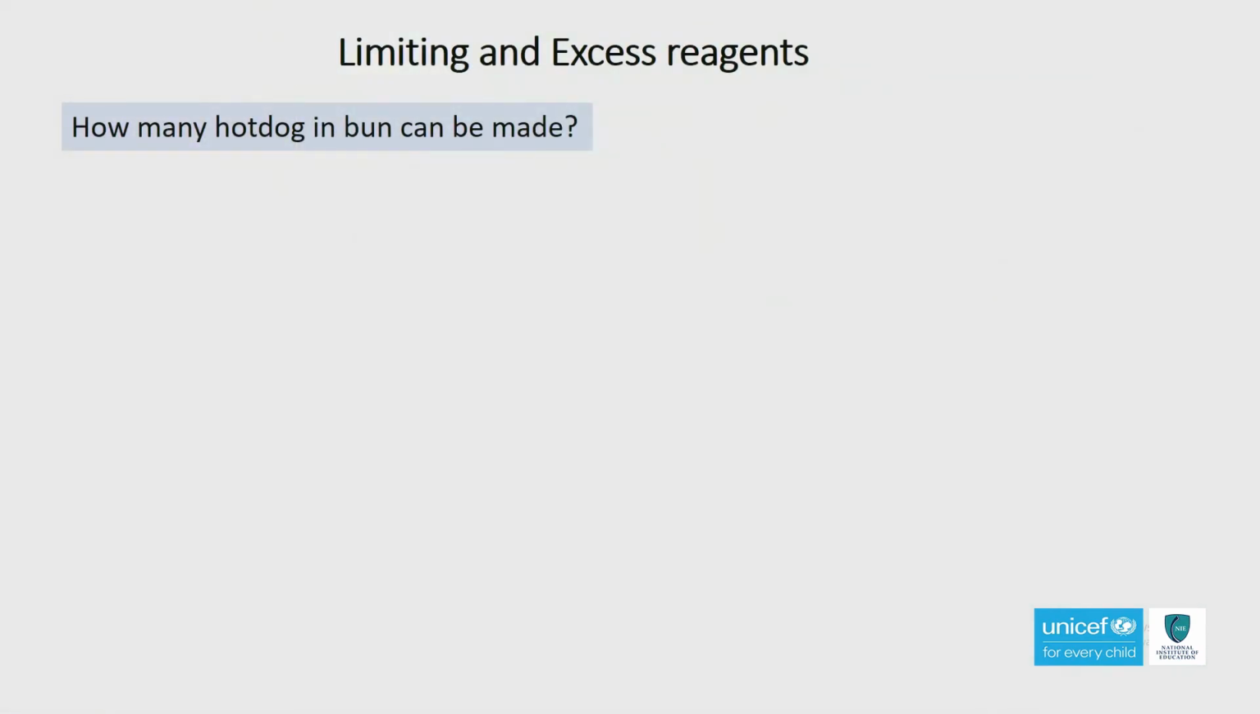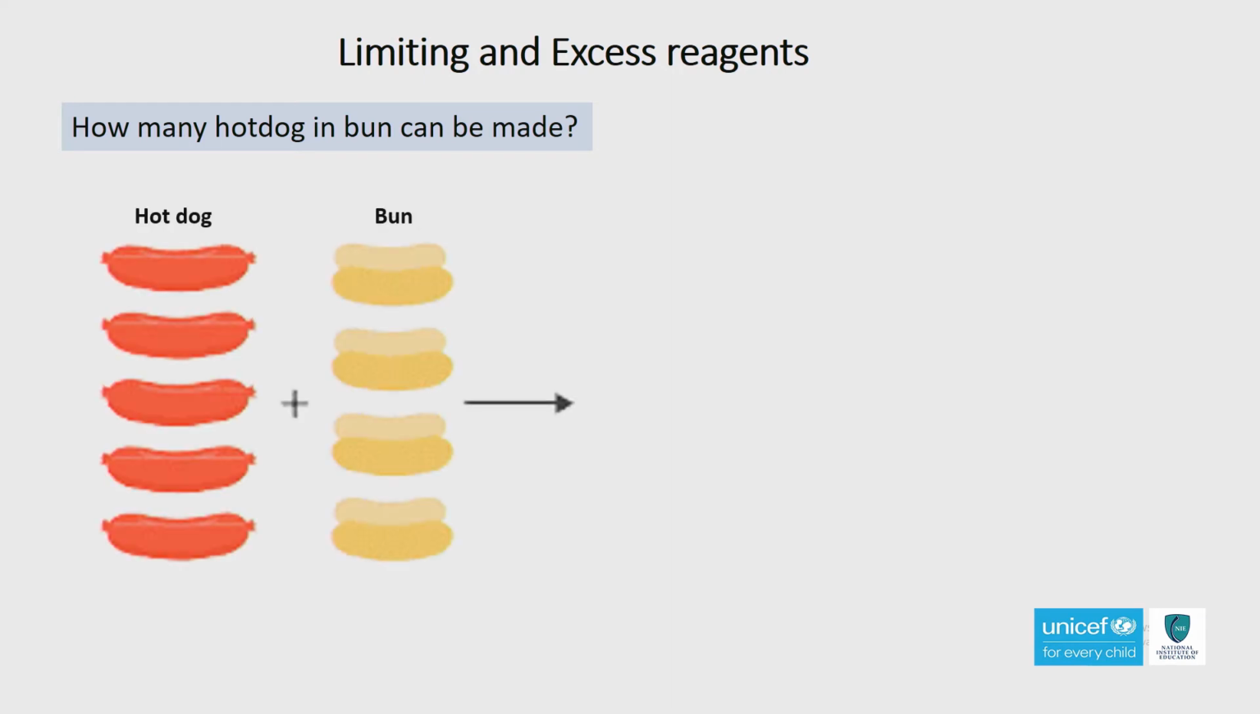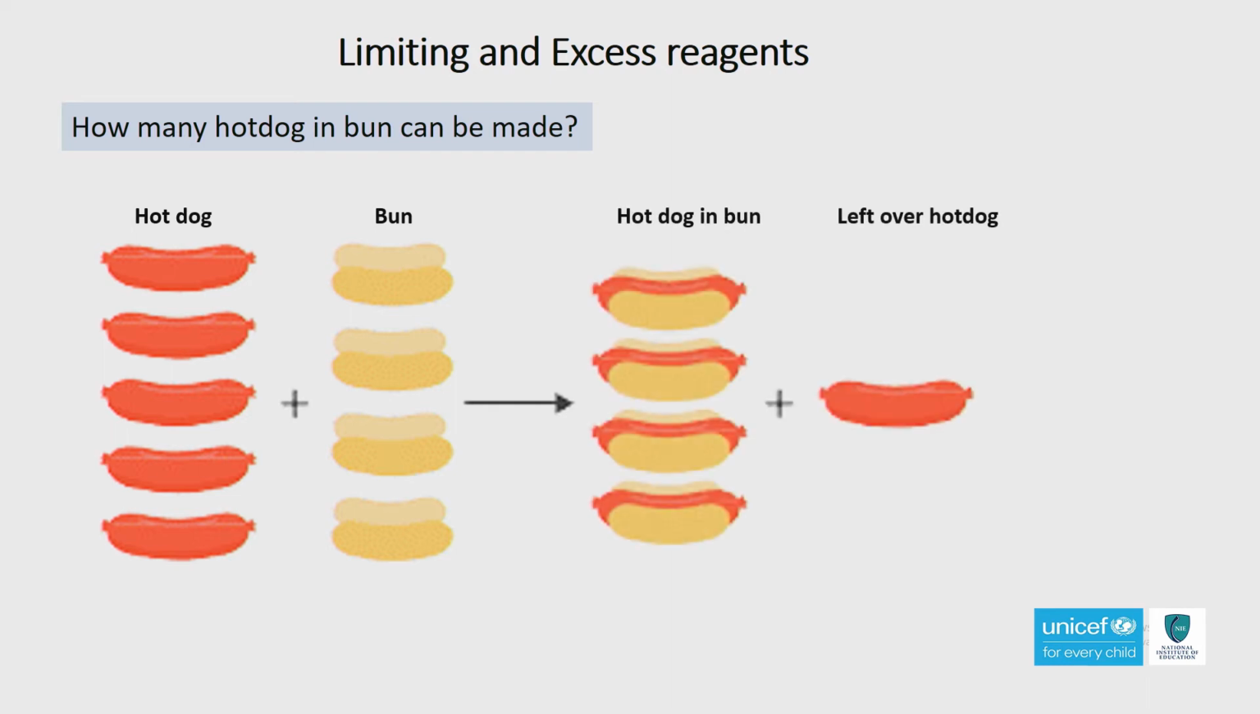As I have mentioned earlier, limiting and excess reagents are very important in chemistry. So, let us have a look at a real life example that we come across every day. How many hot dogs in a bun can be made? I have got 5 hot dogs and 4 buns. So, the total amount of hot dogs that I can make here will be 4 hot dogs in bun, and then I will have 1 leftover hot dog, right.